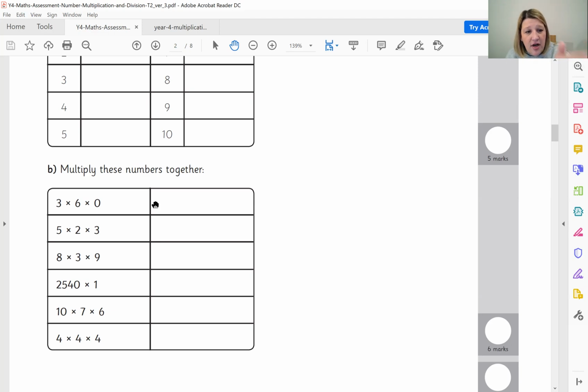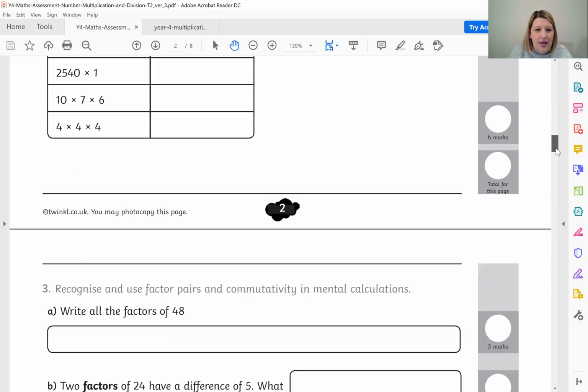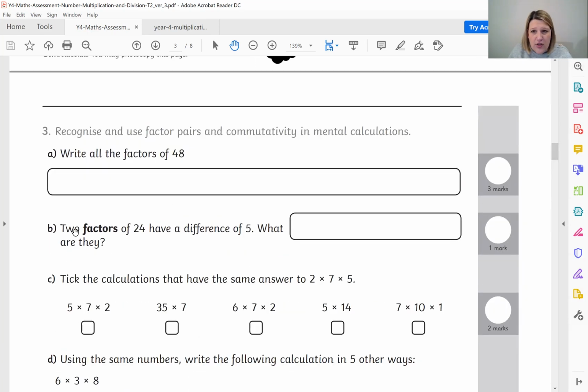This one, 5 times 2 times by 3. So I get 5 times 2, find out the answer. Multiply that by 3. Okay, so don't let the fact that it's 3 digits being multiplied together trip you up and make you think, I can't do that, because you absolutely 100% can. Then you've got those factors that we were talking about, okay, and then a little bit of problem solving with factors.